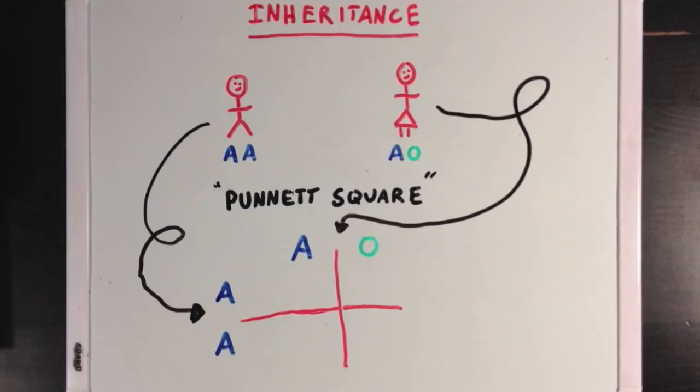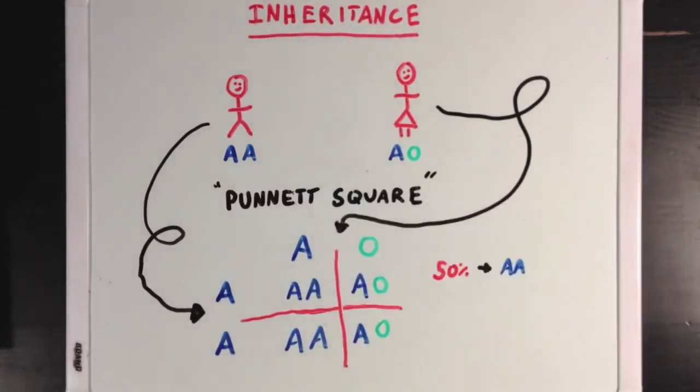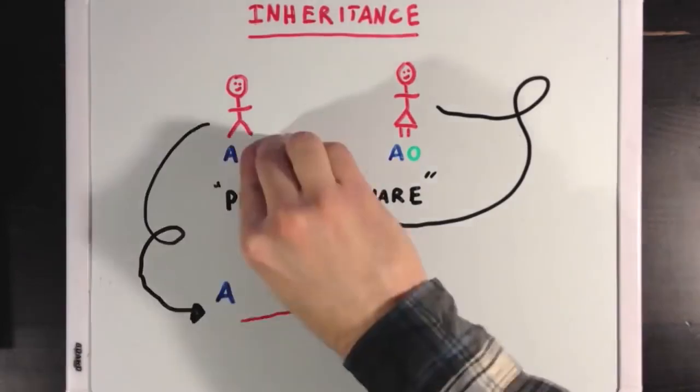In this case, 2 of our boxes will have the AA in them, and 2 will have AO in them. So that means that half of the children will have the genotype AA, and half of the children will have genotype AO. But since both of these genotypes code for the same phenotype, all of the children will have the blood type A phenotype. Now let's see what happens if we change our father's genotype to match our mother's genotype.